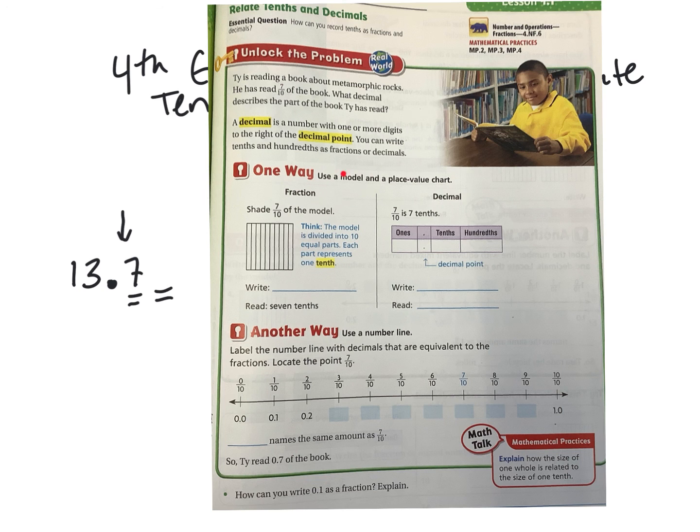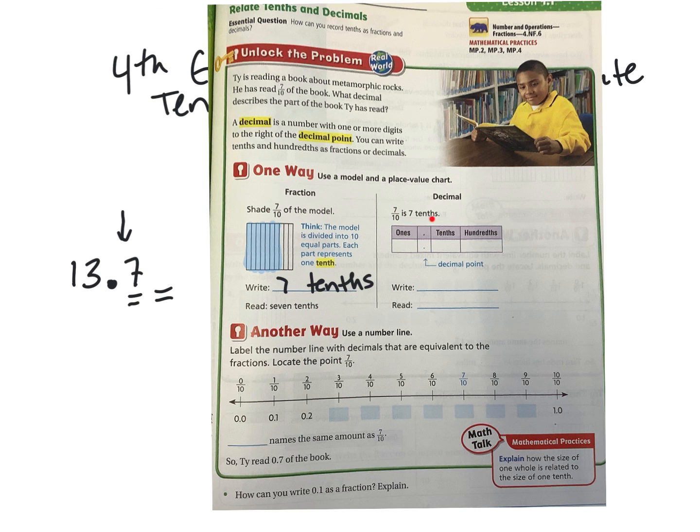So we can write tenths and hundredths as fractions and decimals. We needed to find out what decimal describes the part of the book Ty has read. One way is to use a model and a place value chart. As a fraction, we split the book up into 10 equal pieces, and we're going to color in 7 of those 10. 1, 2, 3, 4, 5, 6, 7 of those 10. And we'll call that 7/10ths that were colored in. We read that as 7/10ths.